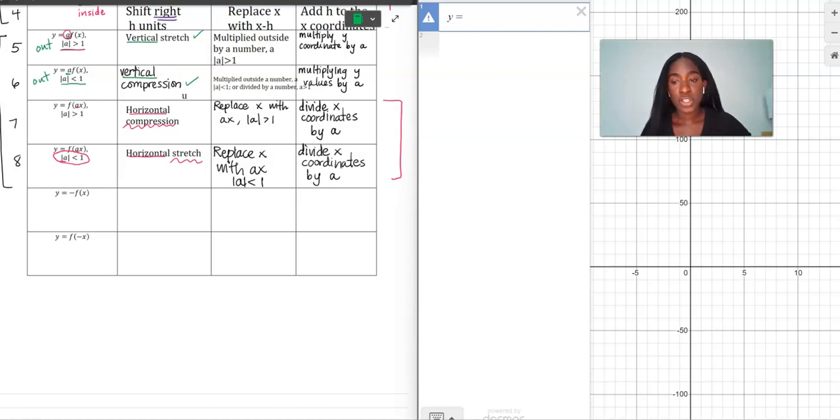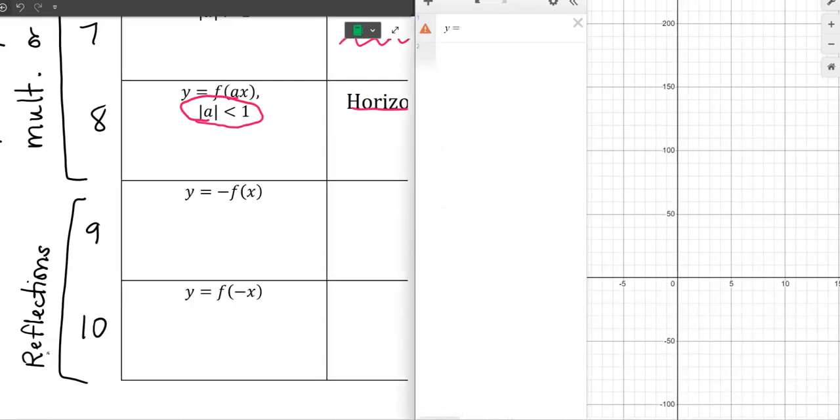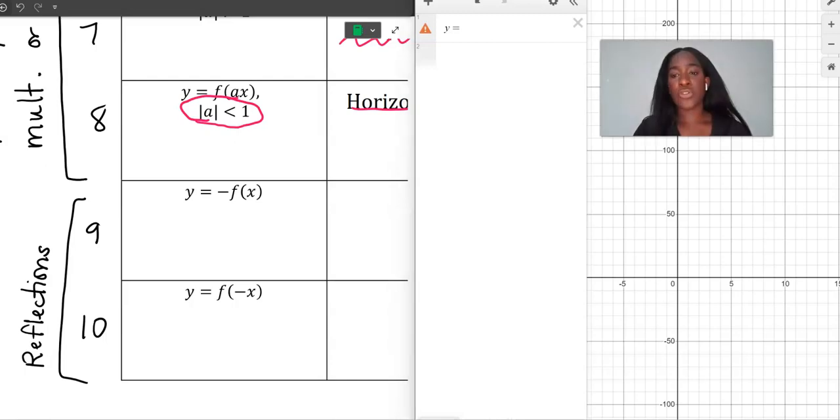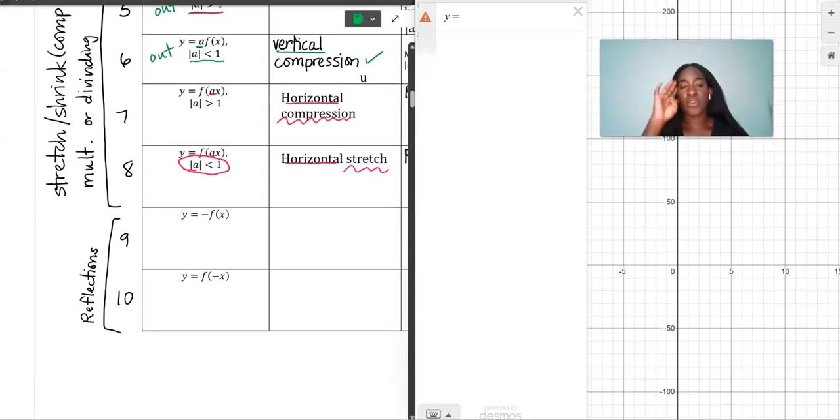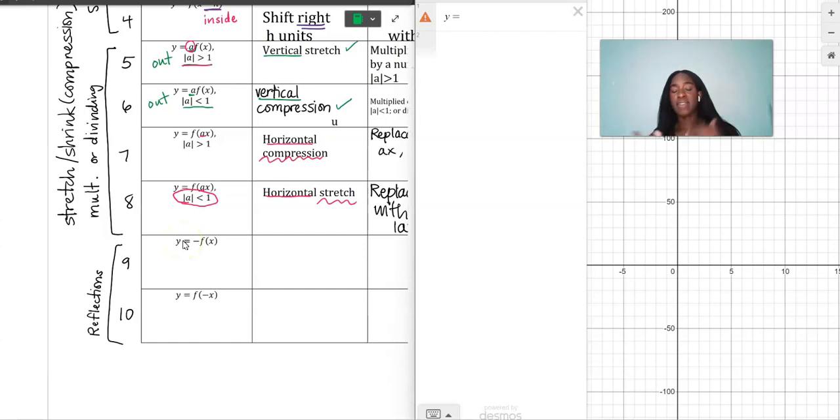The last two transformations that we're going to look at, numbers 9 and 10, deal with reflections. And the two different types of reflections that we will be looking at are reflections over the x-axis and reflections over the y-axis. So notice that both of those reflections involve negative numbers or a negative sign. That is in fact the reason why all of the conditions in numbers 5, 6, 7, and 8 have the absolute value on them, because it didn't matter if the number was positive or negative.